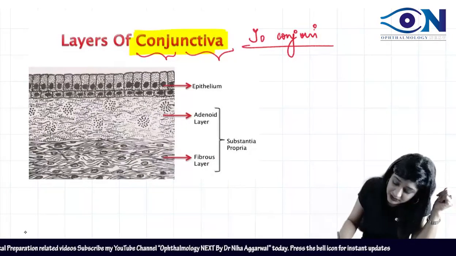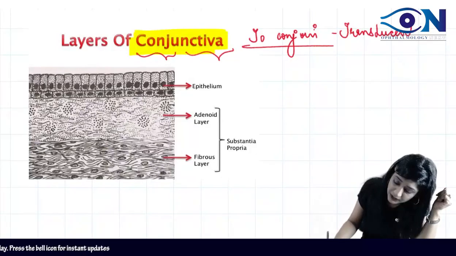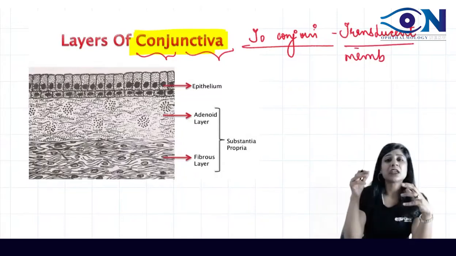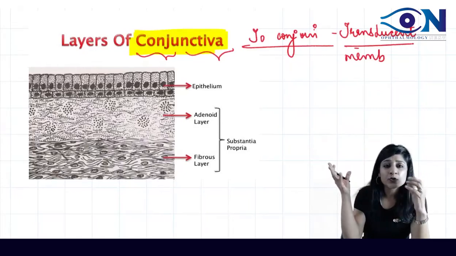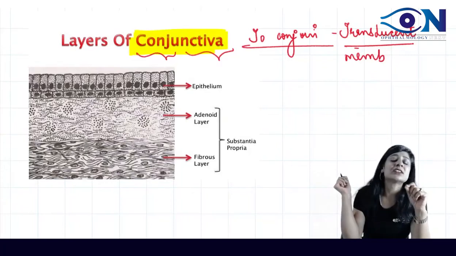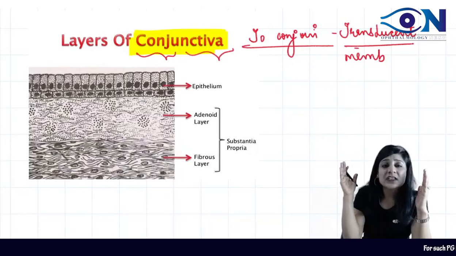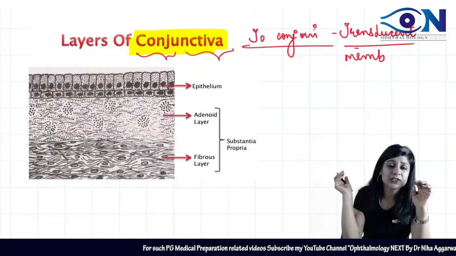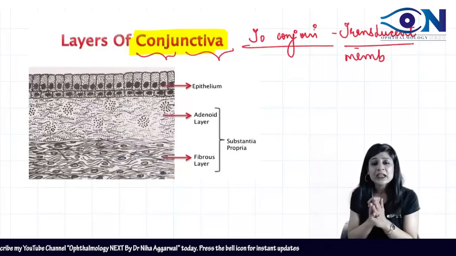So this conjunctiva is nothing but a translucent membrane. Translucent is something which is in between the transparent and opaque. Like, transparent is your cornea, transparent is your lens, and the opaque is the sclera. So something in between, through which the details are partially visible, that is actually translucent. That kind of a thing is conjunctiva, which is joining the eyeball to the eyelids.